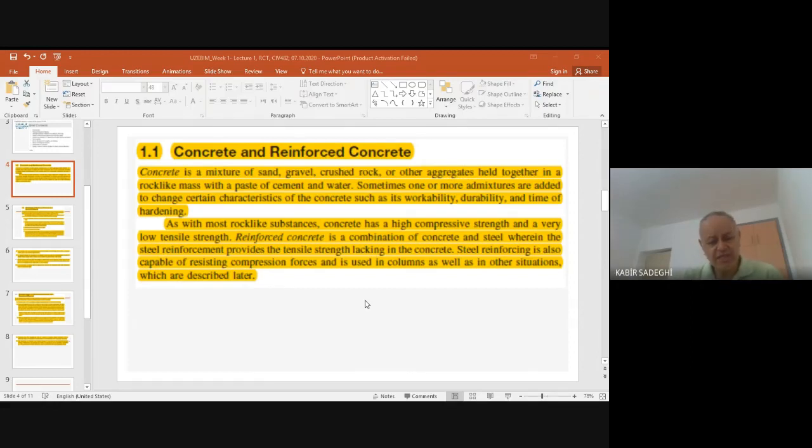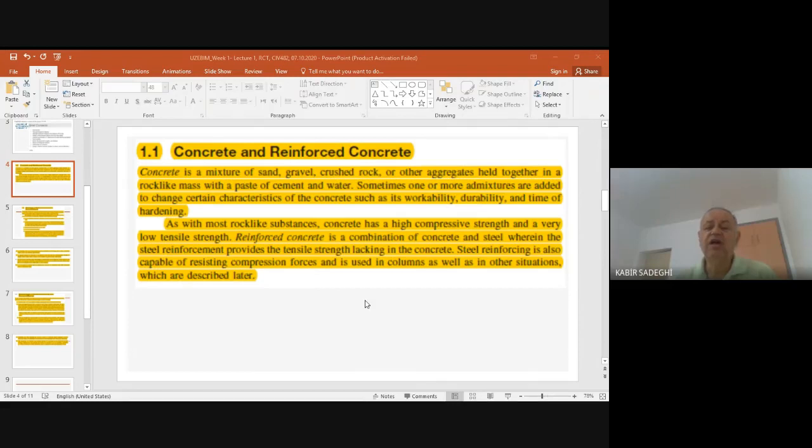And why do we use reinforced concrete? Why not only concrete? Because concrete is good enough for compression stress, but is very weak for tension stress. In a beam, in a column, etc., when we have load on that, we have some part, for example, in compression, the other part in tension. Therefore, the weakness of concrete in tension forces us to use reinforcement. What is reinforcement? They are steel bars, because steel bars are very good in compression and also in tension.